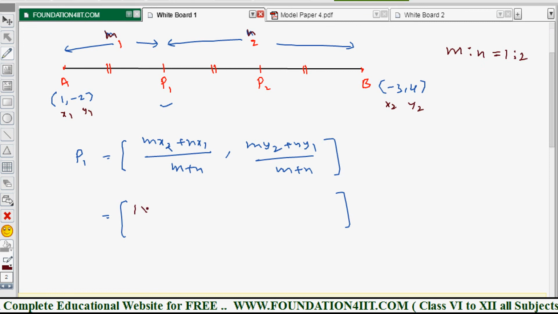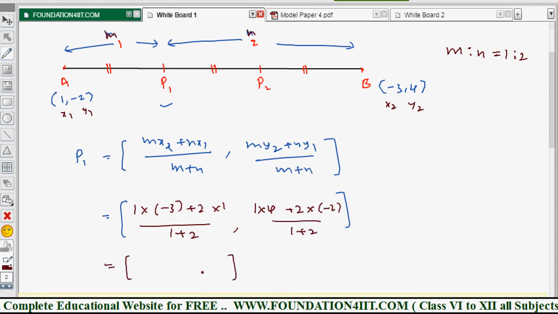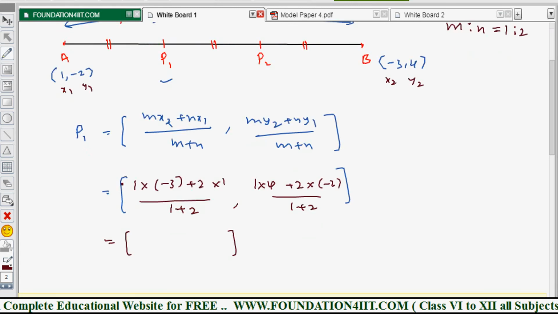Then you get 1 into minus 3 plus 2 into 1 by 1 plus 2 comma again 1 into 4, y2 is 4, right, plus 2 into minus 2 by 1 plus 2. So simplify this, finally we'll get 1 into minus 3 is minus 3 plus 2, so minus 1 by 3, comma this is plus 4 minus 4 0, 0 by 3 is 0. So by minus 1 by 3 comma 0 is the point P1.